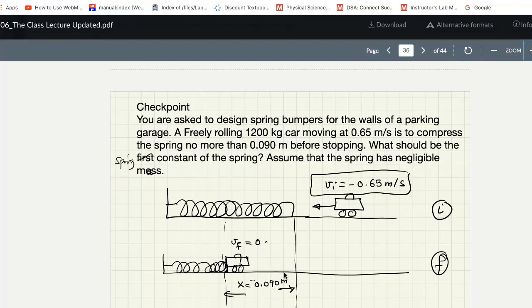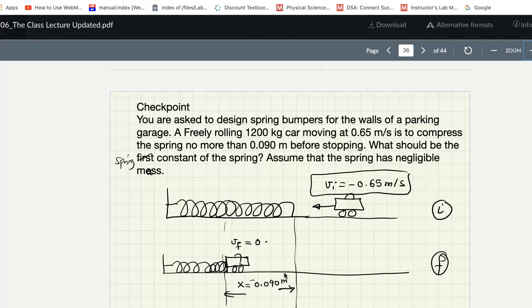Now you are asked to design spring bumpers for the walls of a parking garage. A freely rolling 1,200 kilogram car moving at 0.65 meters per second is to compress the spring no more than 0.09 meter before stopping. What should be the spring constant of the spring? Assume that the spring has negligible mass.